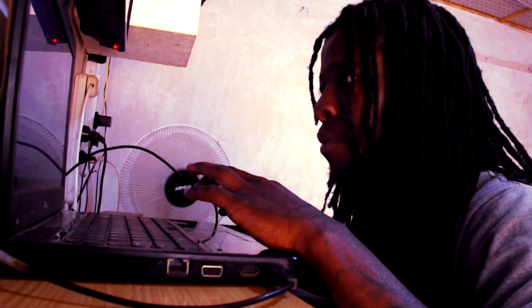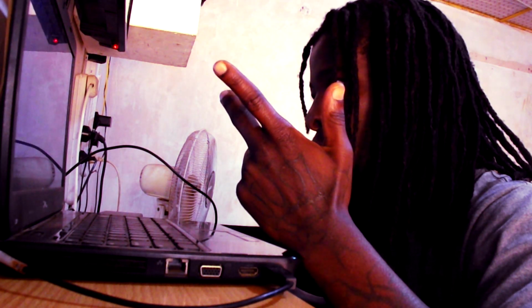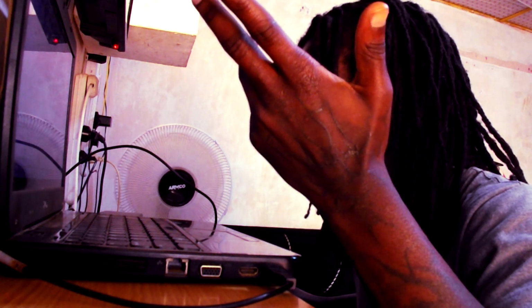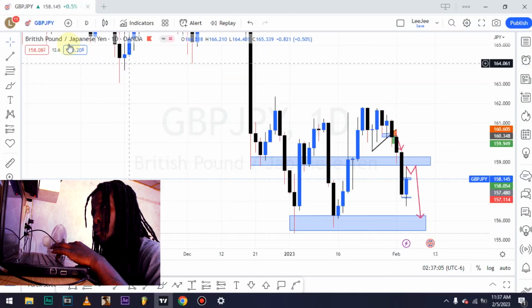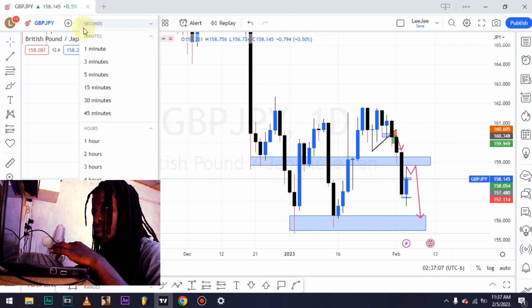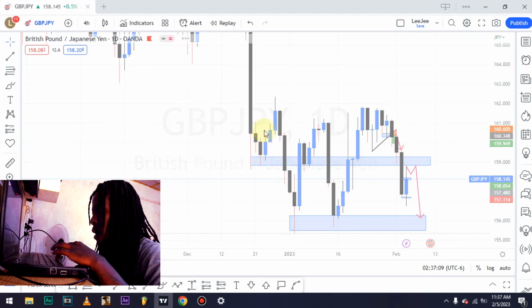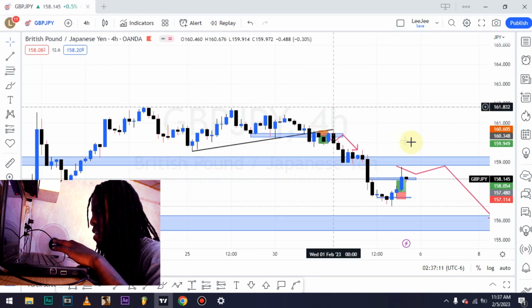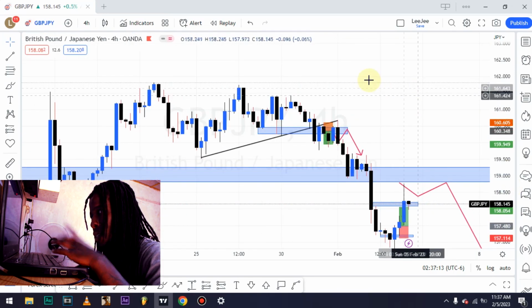So first things first, I usually look at the daily charts and see where the price is currently. I want to know where the highs and the lows are first, I mean the previous support and the previous resistance, or you can call it the demand and the supply zone. From then I look at the lower time frames and see what price is currently doing.